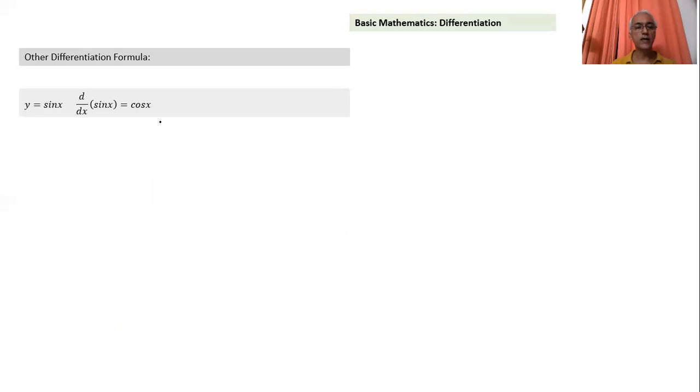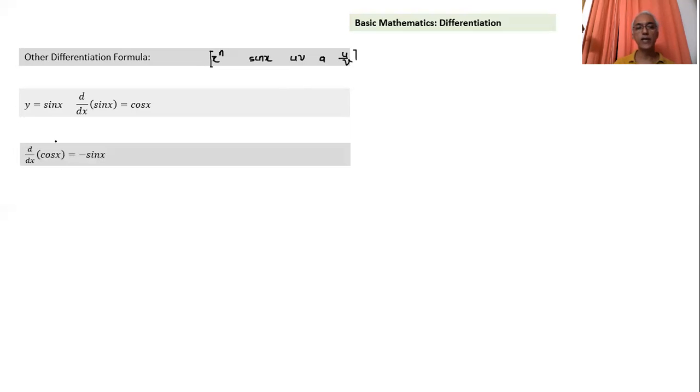Similarly, what are the other differentiation formulas we should know? So far, what are the things we have done? We started with something like this. Then we have also done the derivative of sine x function. After that, we had done the product of two functions. We had done a constant function. We had done division of functions. This is what we had done so far. So what are other formulas we need to know?